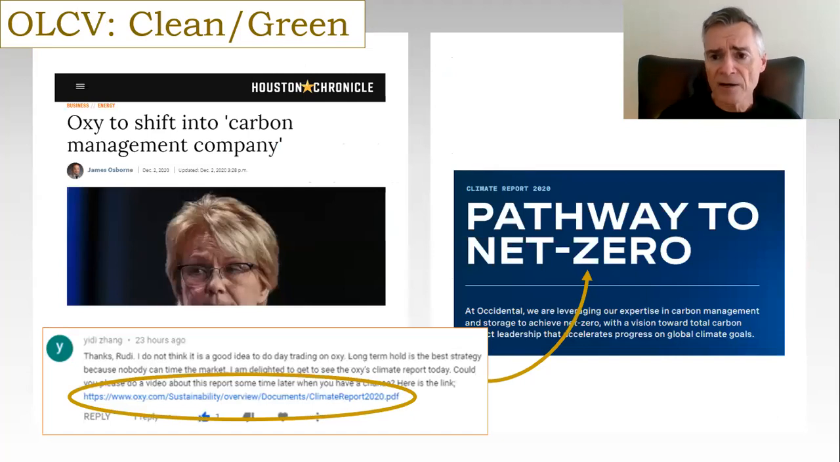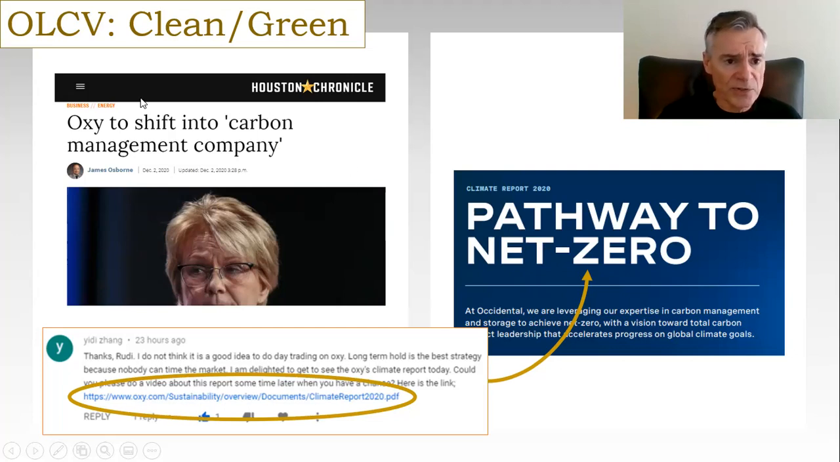However, in terms of news on that front, Yidi Zhang shared with me a PDF which Occidental released just yesterday, I believe, called Pathway to Net Zero. And of course, during the conference call, Vicky made mention of the fact that Occidental is looking to achieve net zero by 2040, which is quite an aggressive target.